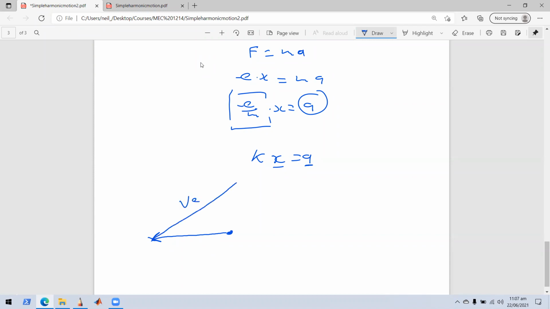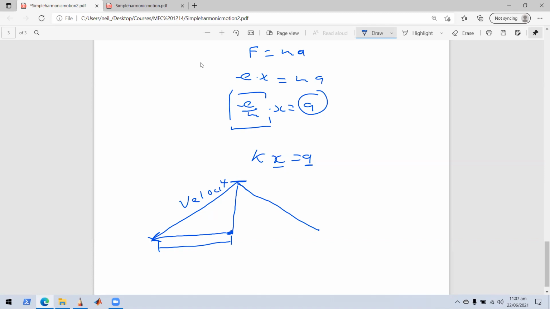This here is velocity, mind you guys. And at this point here, when x is 0, remember x is this distance, the acceleration is 0. So it's no longer accelerating anymore. It's going to start decelerating here. So x is proportional to a.